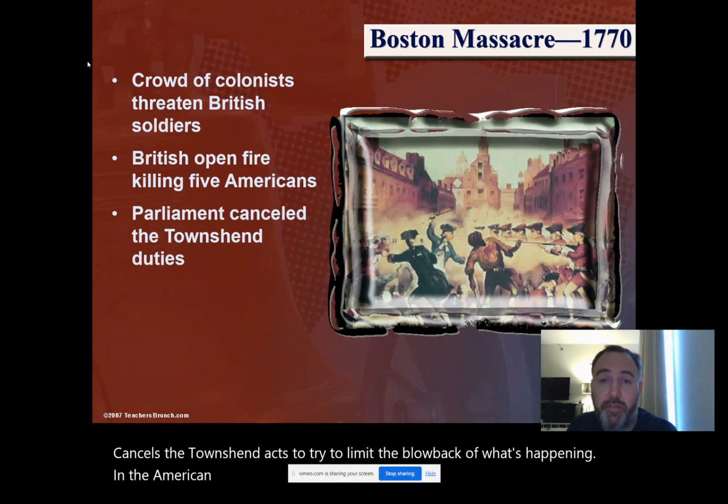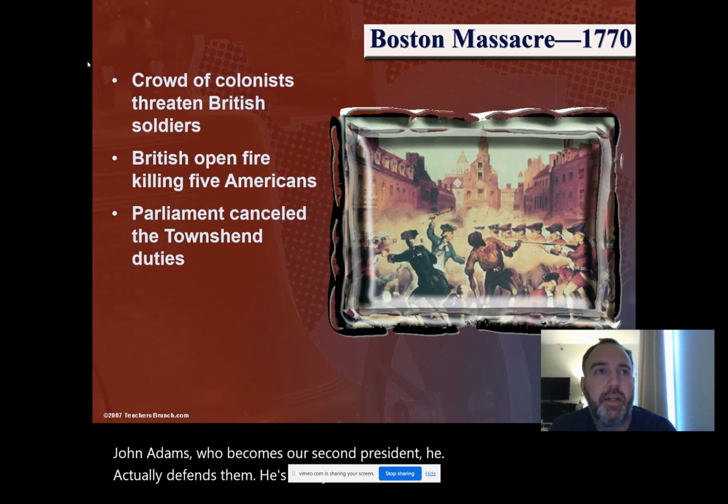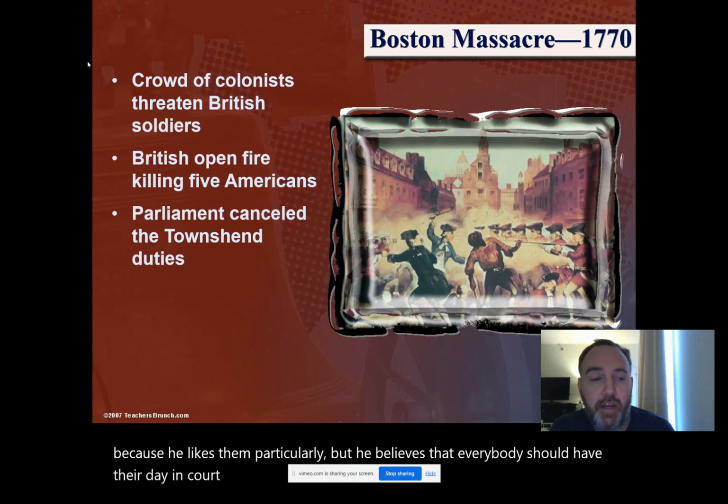Parliament cancels the Townshend Acts to try to limit the blowback of what's happening in the American colonies. The British soldiers do get tried in a colonial court in Boston. John Adams, who becomes our second president, actually defends them. He's a lawyer, and he doesn't defend the British soldiers because he likes them particularly, but he believes that everybody should have their day in court. Everybody has a right to a fair trial.